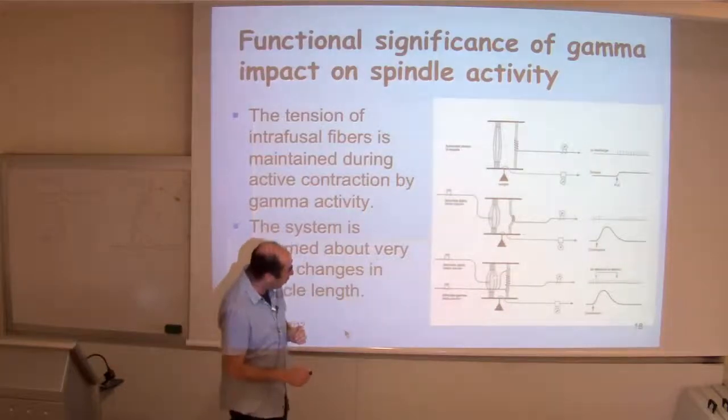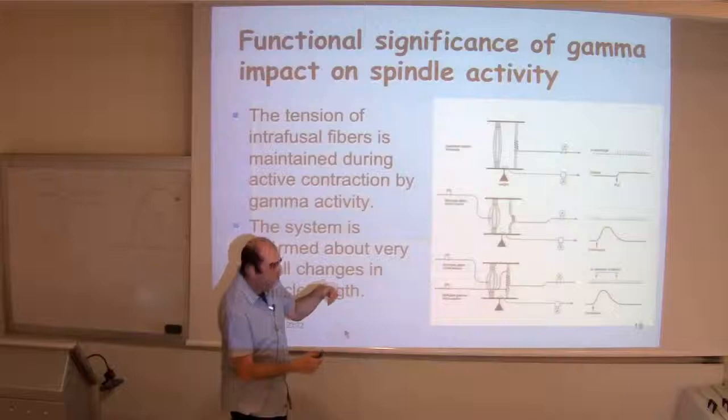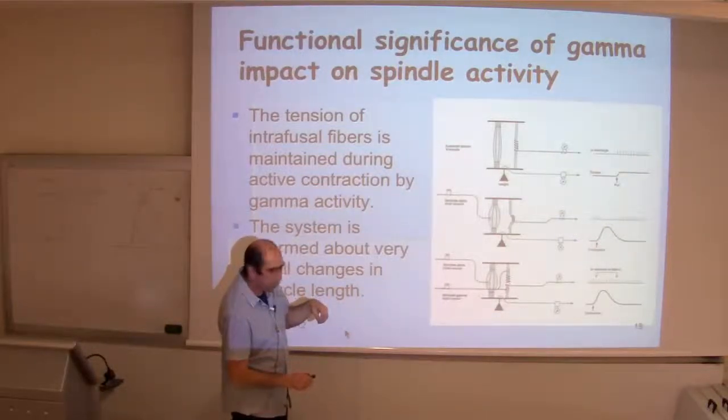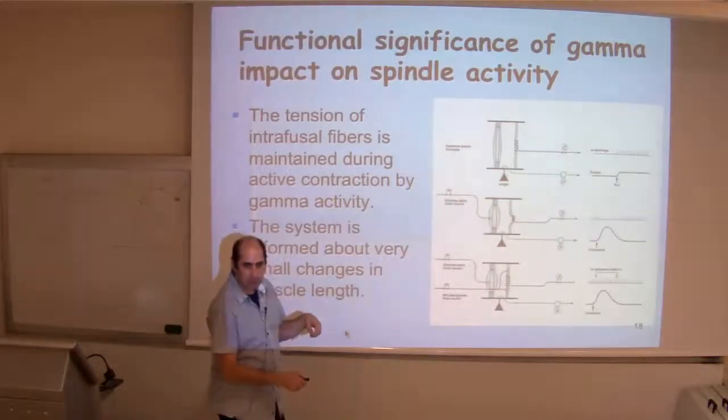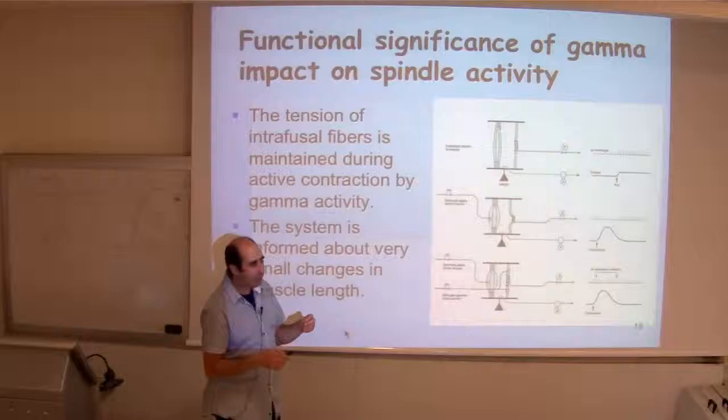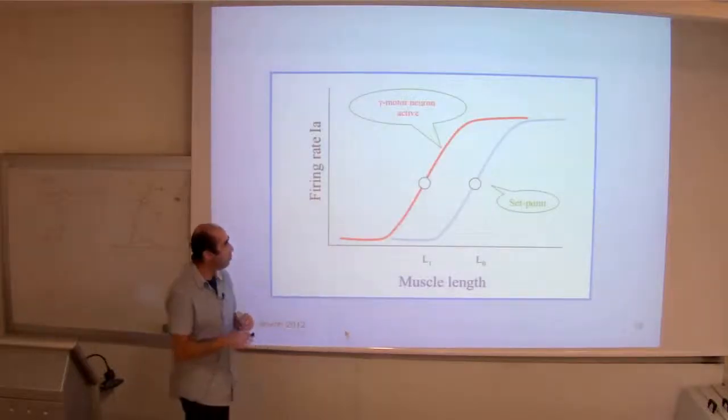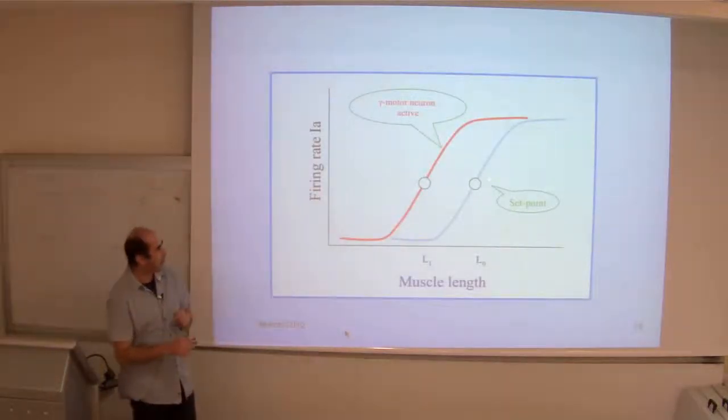So what you can do, you can activate the gamma motor neuron. The spindle will be stretched without affecting the muscle. So the muscle is still in the same position, but now the spindle is stretched. So now any small stretch to the muscle, you'll get activation from the spindle. Right? So basically, it's a gain control mechanism. So this is a response of the spindle to stretch.